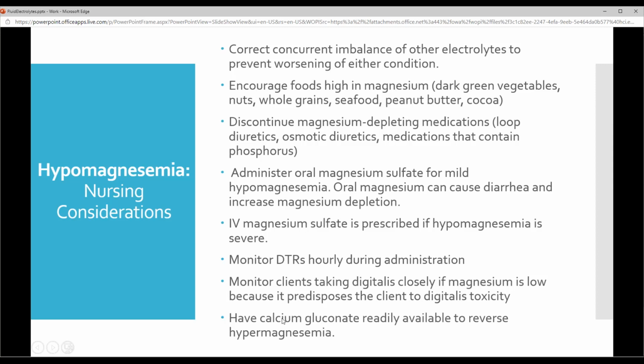And again, calcium gluconate works with the heart. So if they have hypermagnesemia, then you would administer calcium gluconate to reverse that.